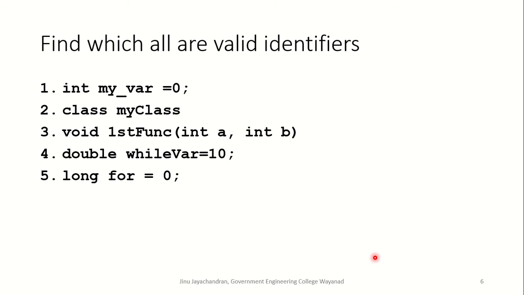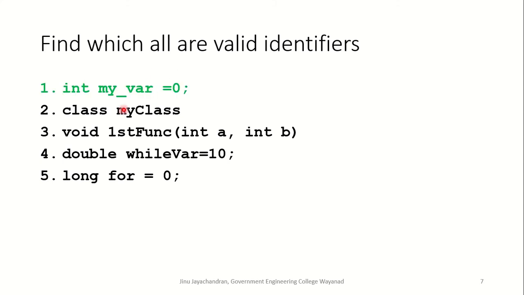So let's try out an exercise. Among these, there are 5 identifiers being declared. Which one do you feel is incorrect, that we cannot define? If you look at the first one, int my_var. In that one, you can see you are using only alphabets, and there is an underscore which is permitted, which means it is okay.